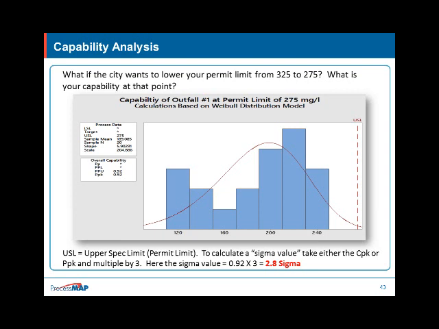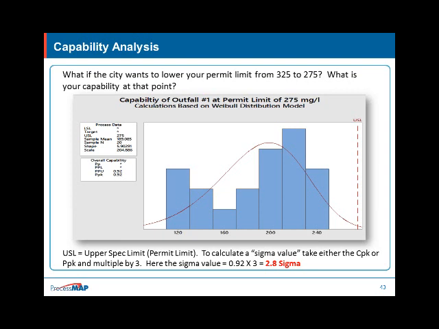So now let's take a look. The city wants to lower your limit from 325 down to 275. Okay, so what's your capability at that point? It's the same data underneath the bell-shaped curve, but now look what the city did to you. Even though you've never had a data point outside of the 275, all your data runs below 240, your process will normally at some point in time run over your spec limit, okay?